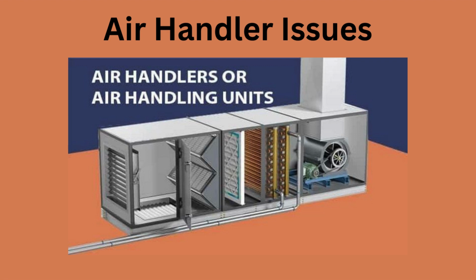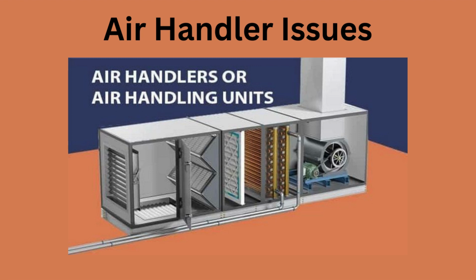Damaged fan blades. The fan blades in the air handler play a crucial role in circulating air throughout your home. If the fan blades are damaged, bent, or broken, they can create uneven airflow and make it difficult for the system to deliver conditioned air to all parts of your home.